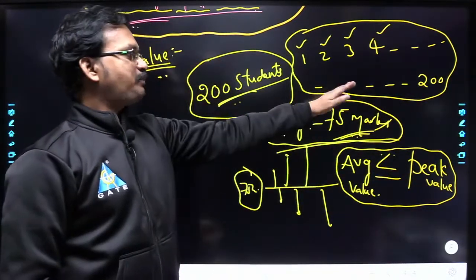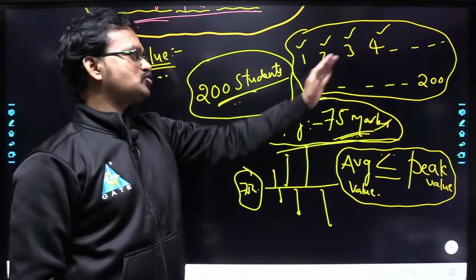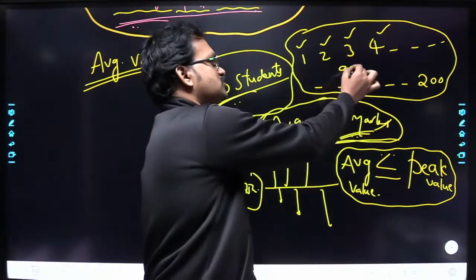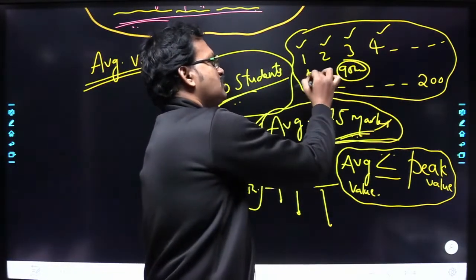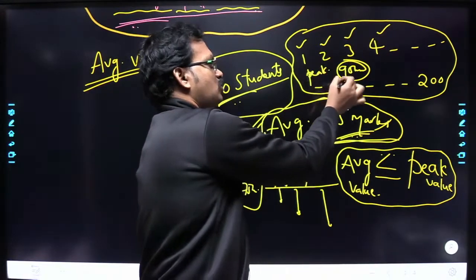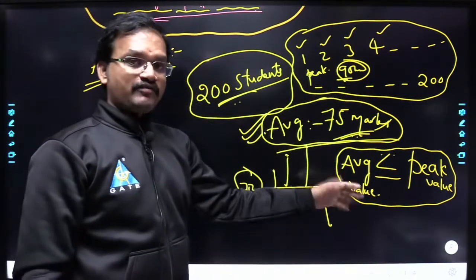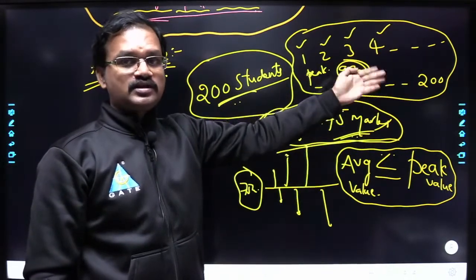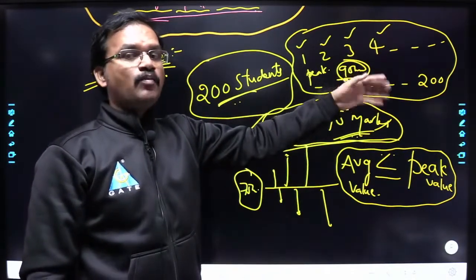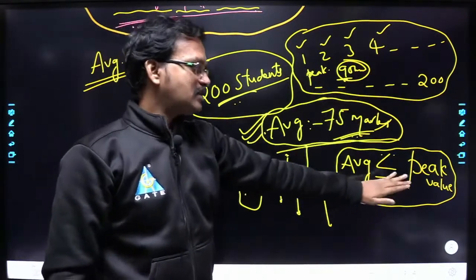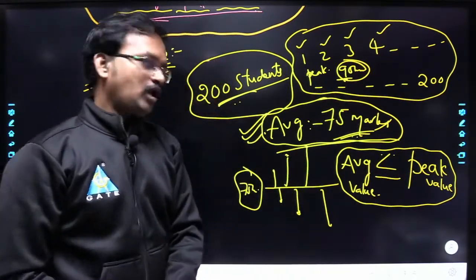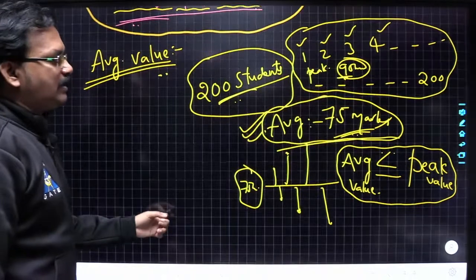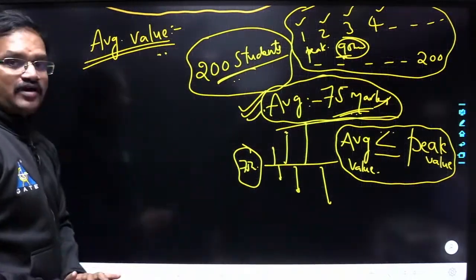Suppose the highest marks that a student has got is 95 marks. Let us assume he got 95 marks. So this is the peak value, right? So this average value will never cross this 95 marks. It cannot be more than the peak value. It is always less than or equal to the peak value. Now here we will see how we have calculated this average marks.